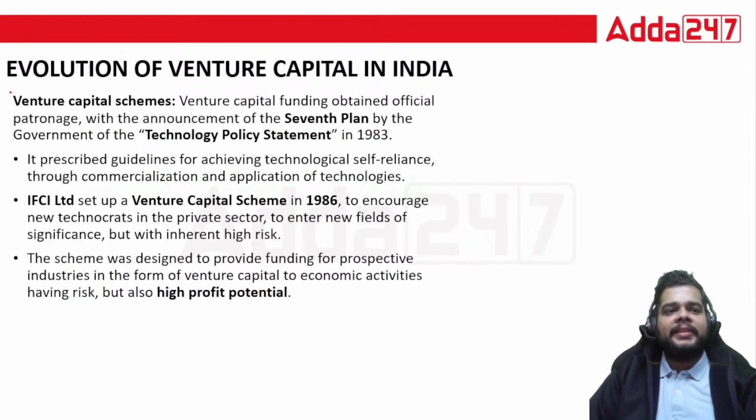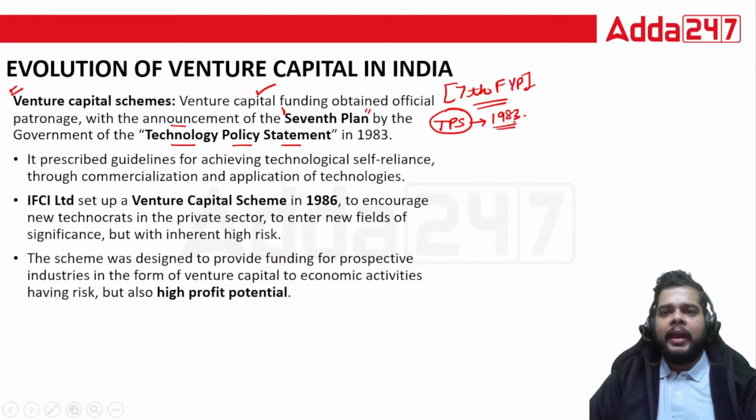Then we have some venture capital schemes from the Government of India also, which started in the seventh five-year plan. Venture capital funding obtained official patronage with the announcement of the technology policy statement by the government in the seventh plan. So TPS, that is the technology policy statement, was given in 1983, and this was termed as the first fully government intervention in the field of the venture capital market in our country. It prescribed guidelines for achieving technological self-reliance through commercialization and application of technology.